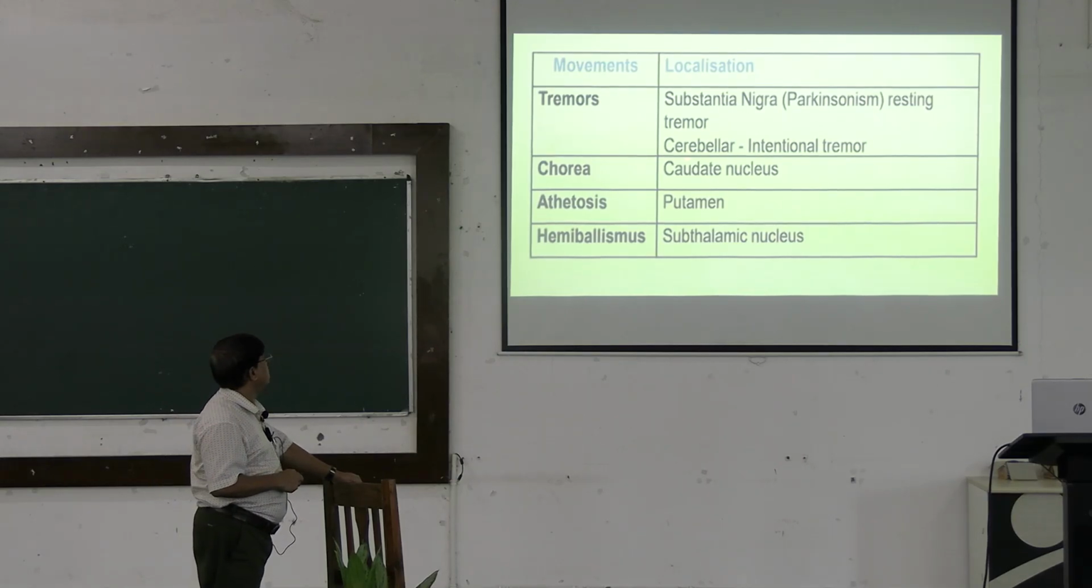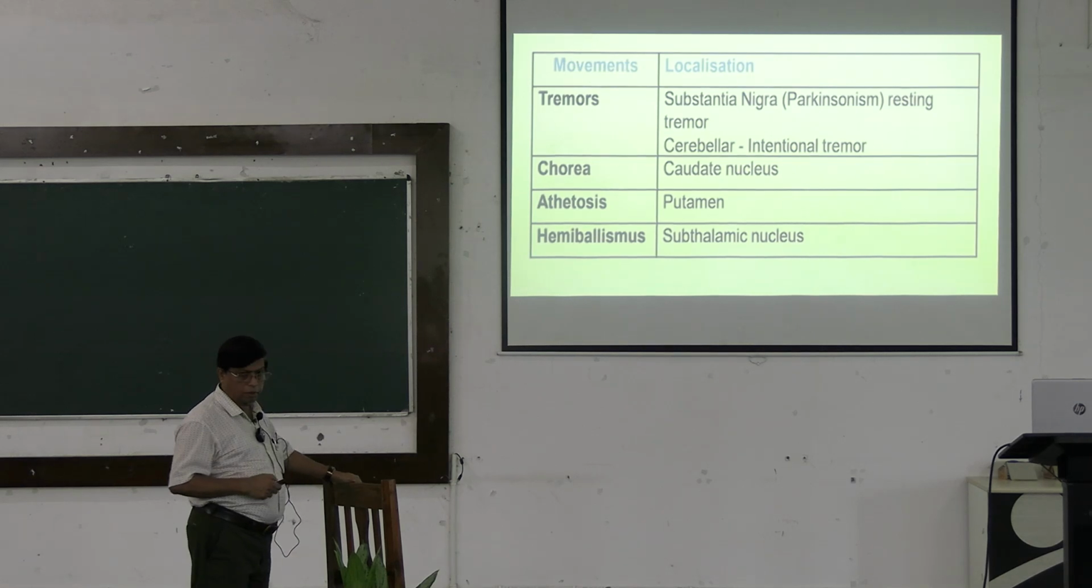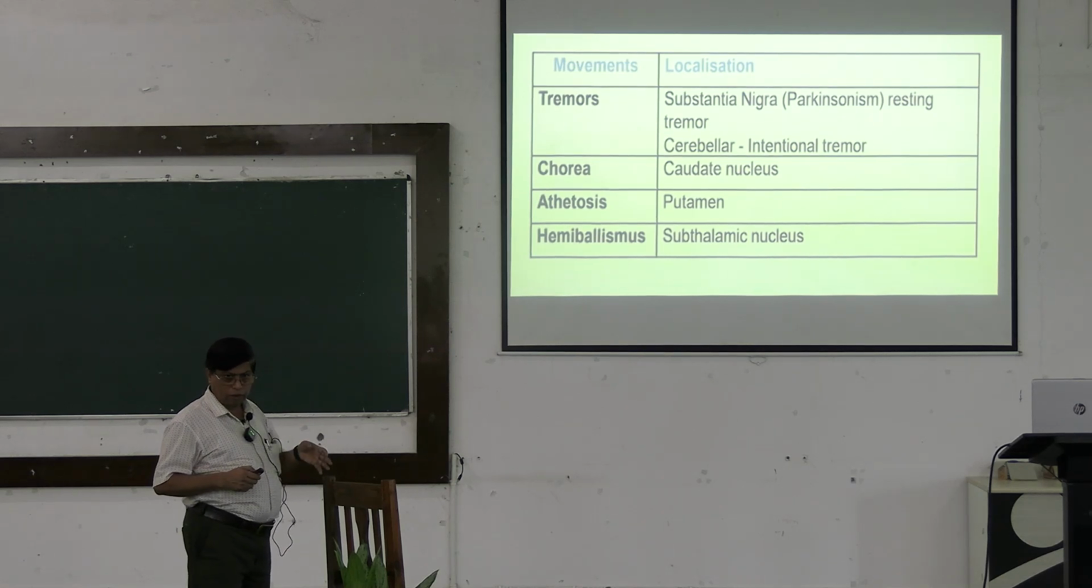Another type of tremor is cerebellar tremor or intention tremor. The tremor is not present at rest, but when the patient is trying to reach for an object, to hold the cup or hold the glass, then the tremor starts. You know, there is no tremor, but when he wants to hold the glass of water, then tremor starts. So this is called intention tremor.